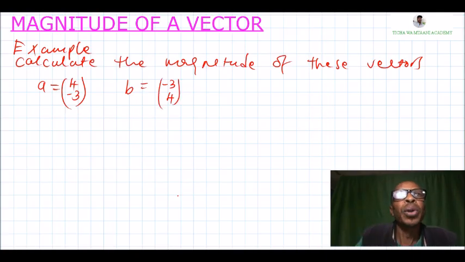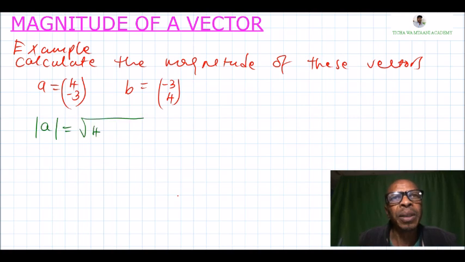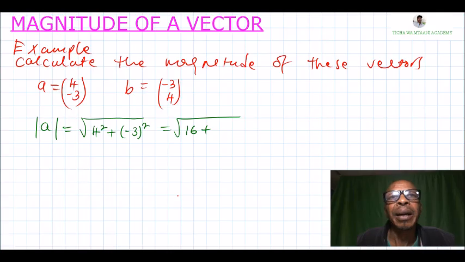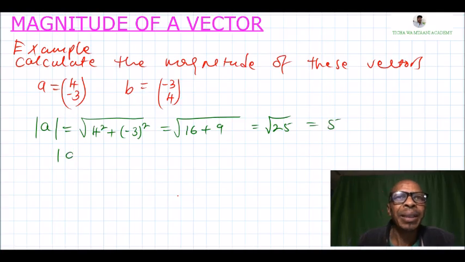So we can say that the magnitude of A, we use two vertical lines, is equal to the square root of 4 squared plus (-3) squared. So that gives you what? The square root of 16 plus (-3) squared will give you 9. So this gives you the square root of 25, which is equal to 5. Therefore, the magnitude of A is equal to 5.